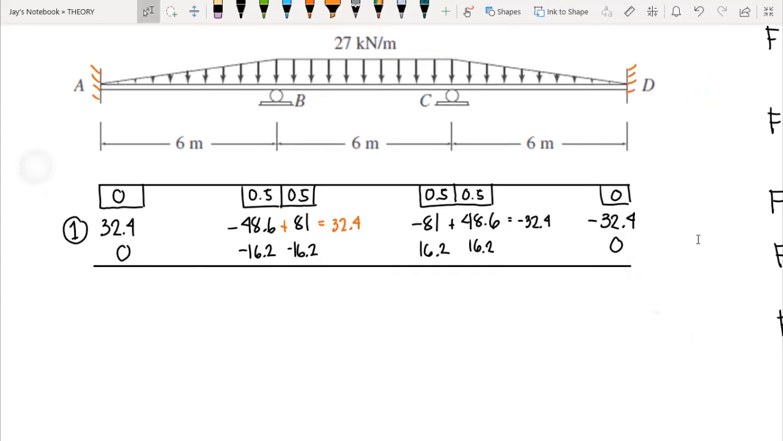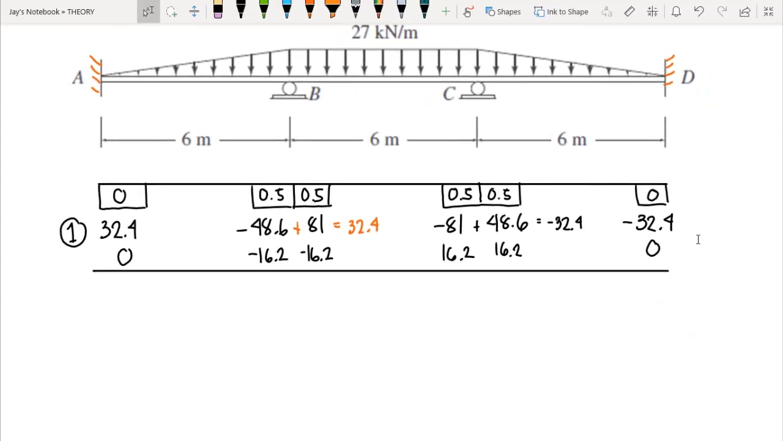For our second cycle, we carry over the moment negative 16.2 on point A, and then we divide it by 2. So we have negative 16.2 divided by 2. So we have negative 8.1, correct? And then 0 here. On this side, we have positive 8.1. In this side, we have negative 8.1 if we divide it by 2.